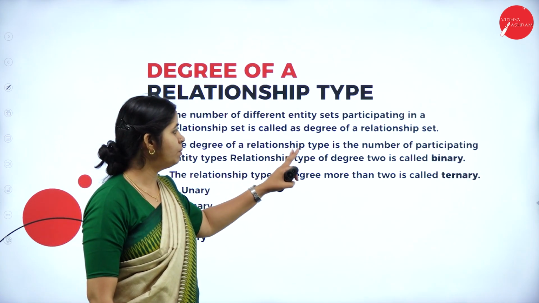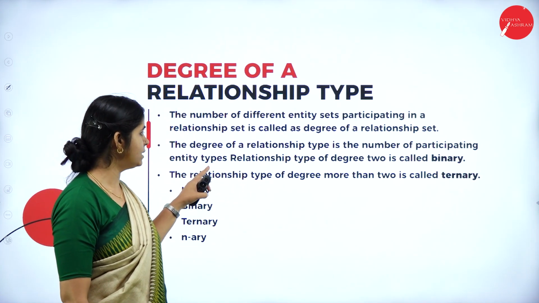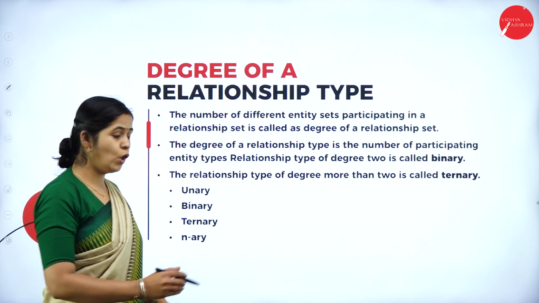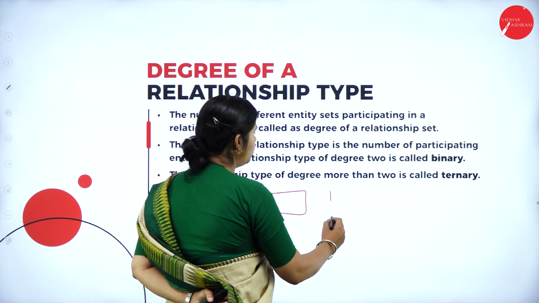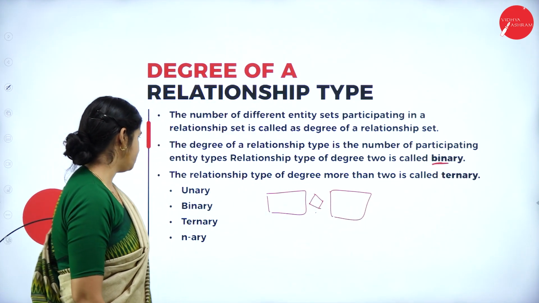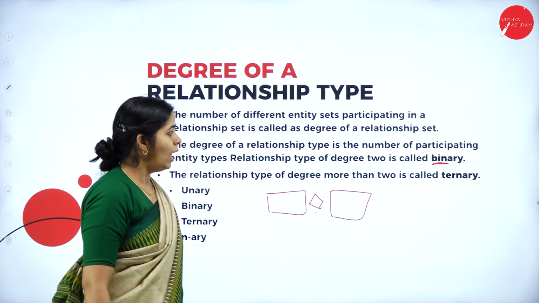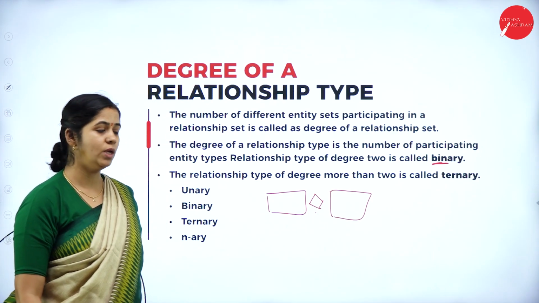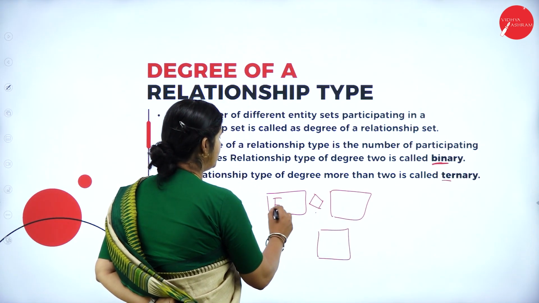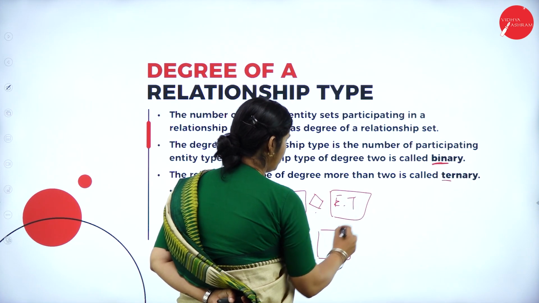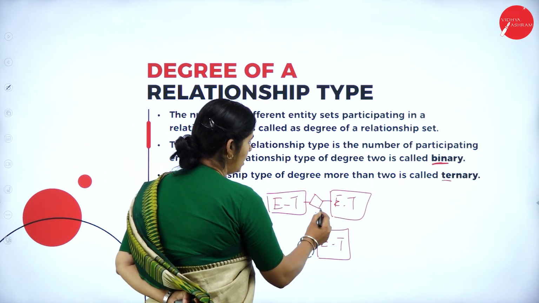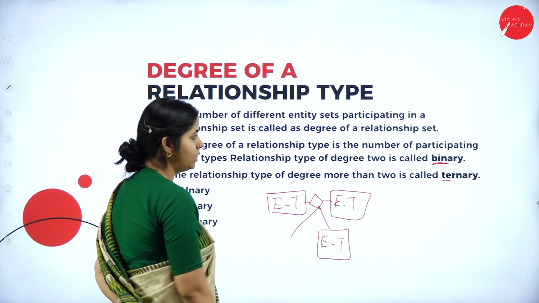The degree of relationship type is the number of participating entity types. A relationship type of degree 2 is called binary. If two entities are participating in the relation, that is called a binary relation. A relationship type with degree more than 2 is called a ternary relationship. You have 3 entity types: entity type, entity type, entity type. If 2 tables are participating, that is binary. If more than 2 are participating, that is ternary.